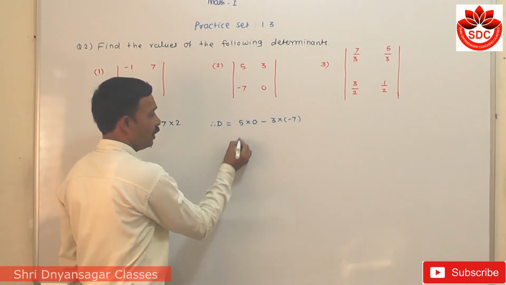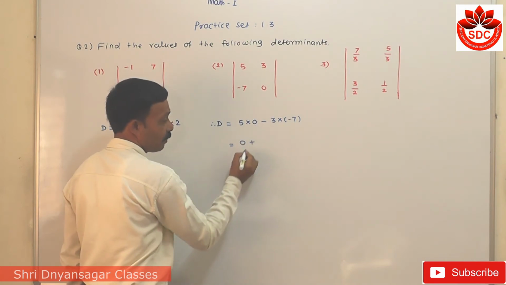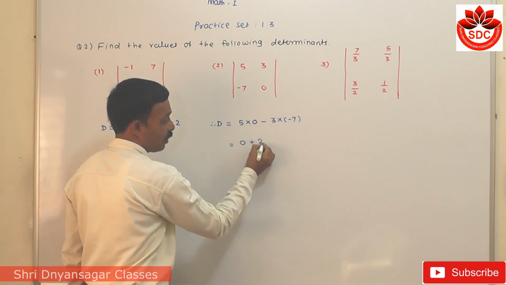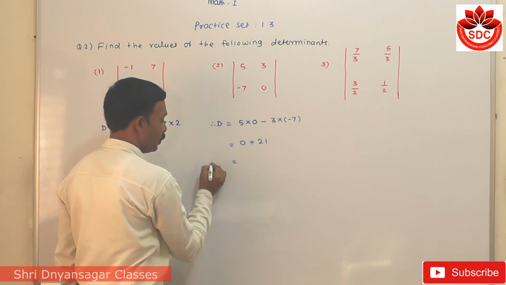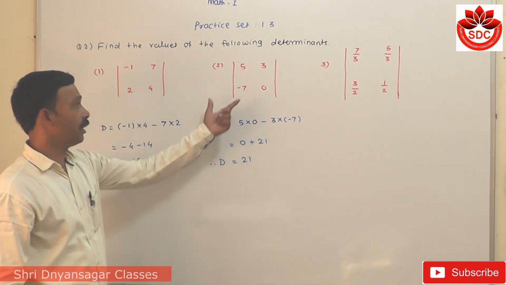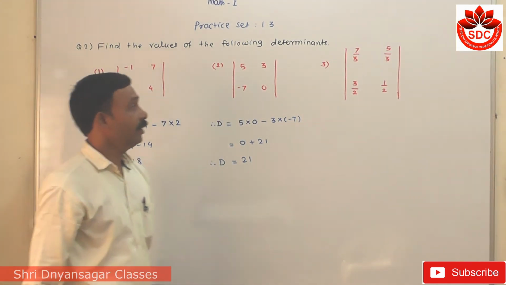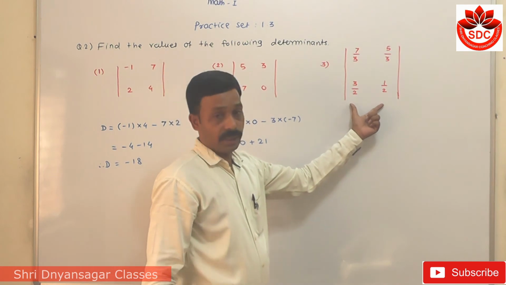Then the product of this one is 0. This minus minus converts to plus. 3 7s are 21. The addition of these two is 21. Therefore, the value of the second determinant is 21.